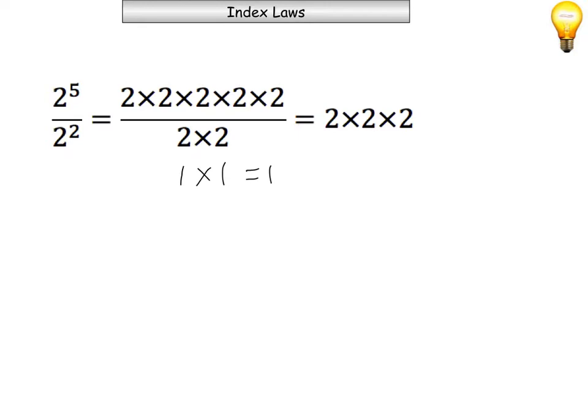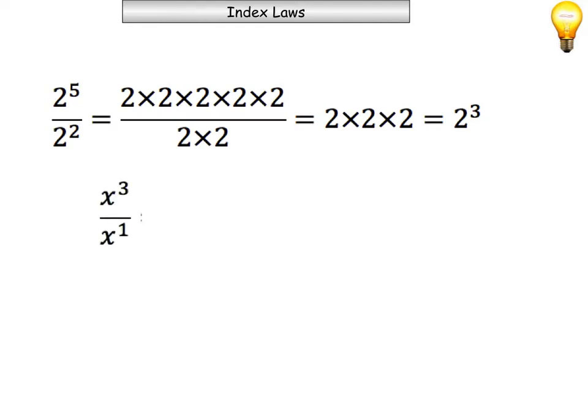Now if we were to write that in index form, we get 2 to the power of 3, and again we're looking for a relationship between the powers of our original expression. See if you can think about what it might be.